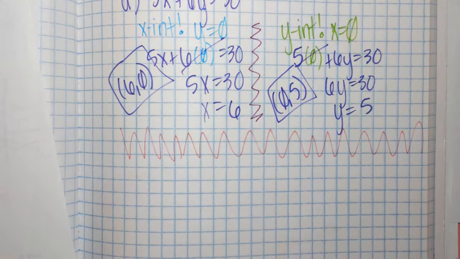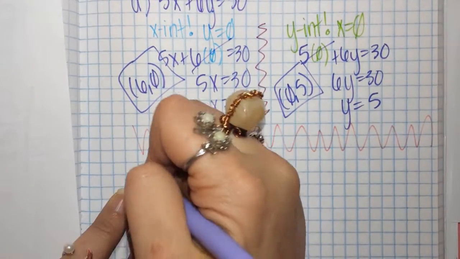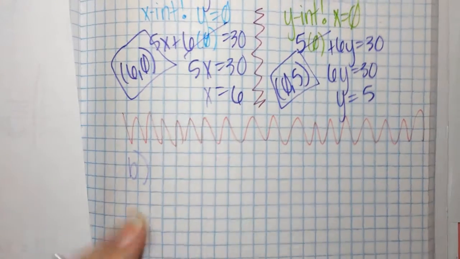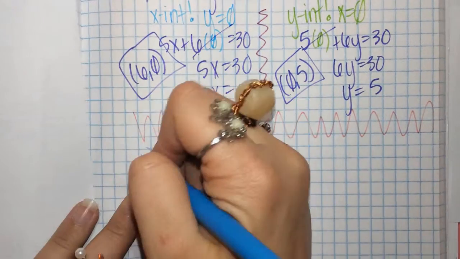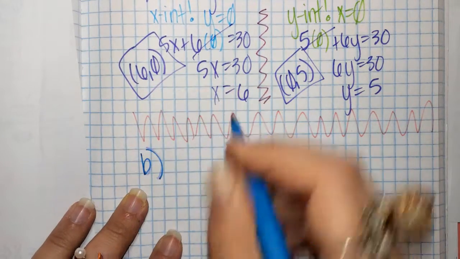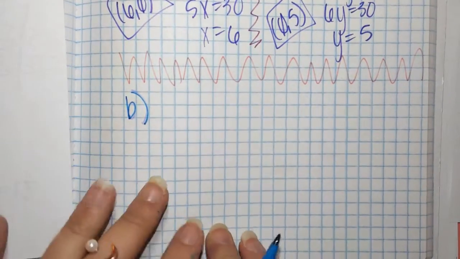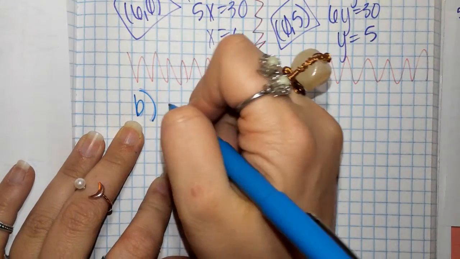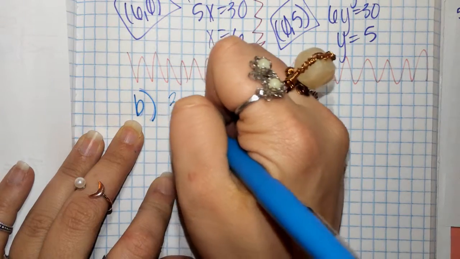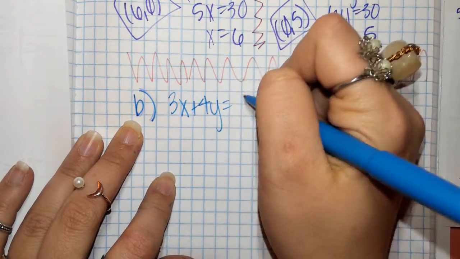Alright, so next problem, B. We're going to do one more together, and then you're going to try one without me. Are we ready? Are we prepared? Are we excited? I'm ready. We're OGs in training. Truth.